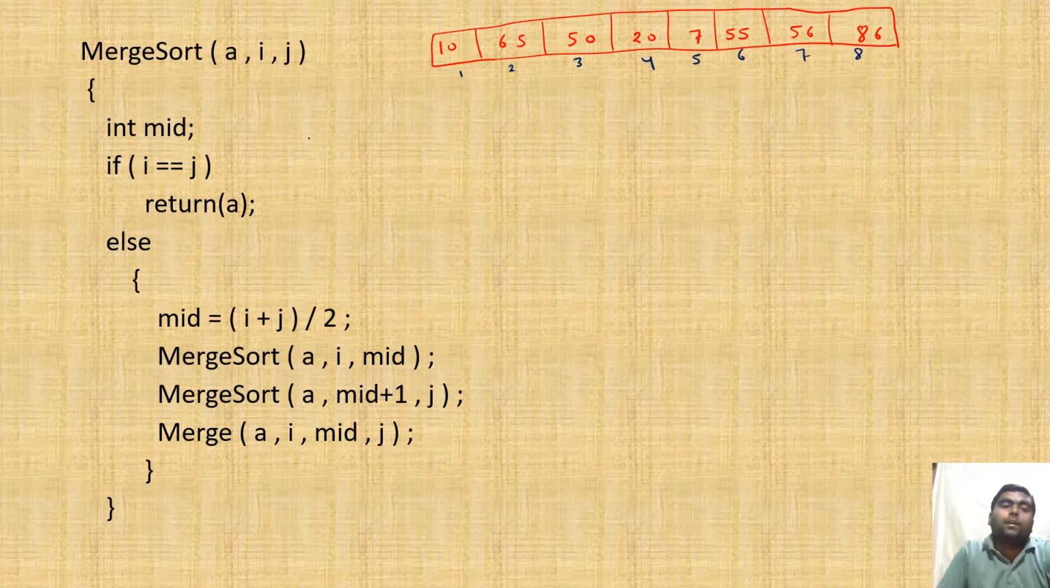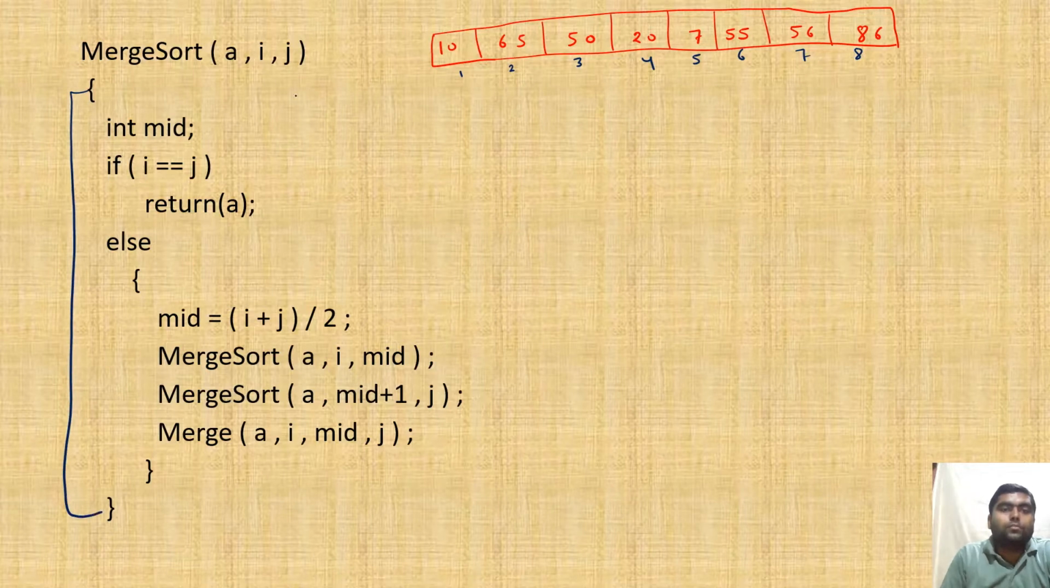Now I apply this particular algorithm, which is merge sort. Merge sort starts from here and ends till here. So this is the size of the array. A is the array, and this is the start index, and this is the last index of the array.